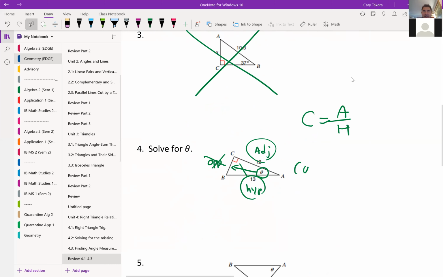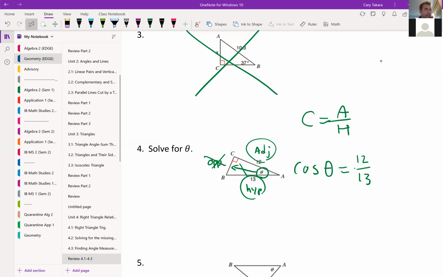So cosine of the angle, in this case theta. Theta is just a dummy letter, right? That's what math people call it. It's just a letter, an unknown variable. Cosine of theta equals 12/13.